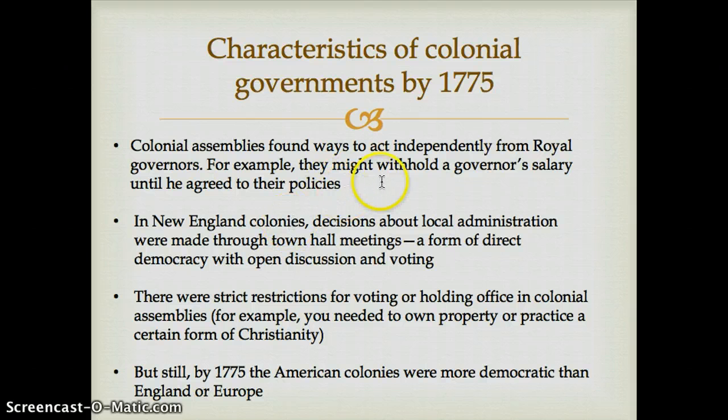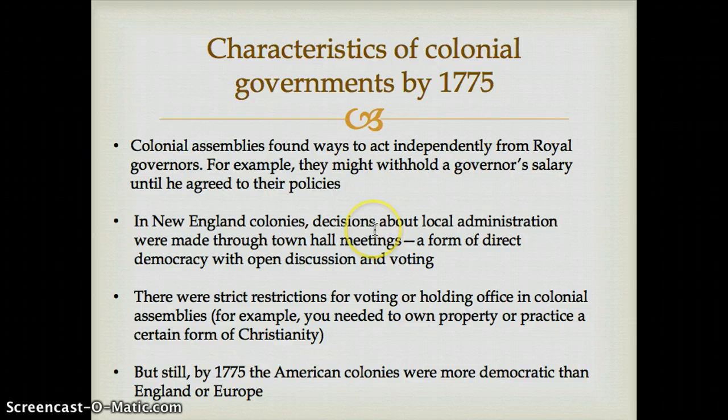So colonial assemblies found ways to act independently from royal governors. So they found ways to exercise control in a way that was independent from the governor who was appointed by the king. So for example, they might withhold a governor's salary until he agreed to their policies. That was one way in which they tried to act independently and have control over their own policies rather than have the royally appointed governor control them.